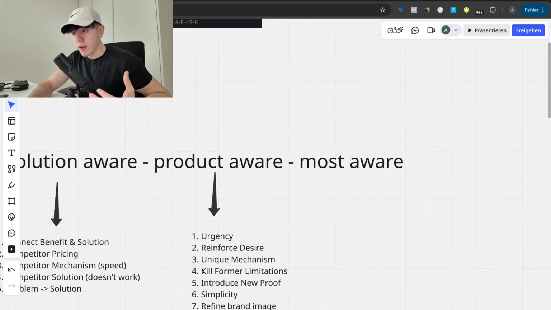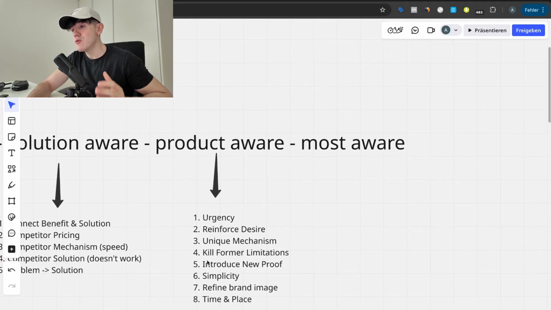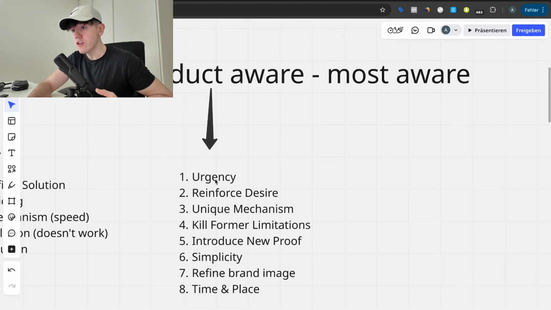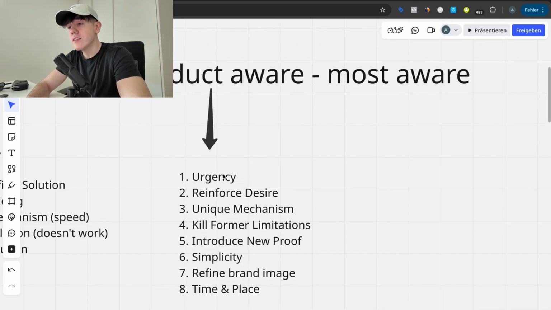So now once someone's product aware or most aware, there's a couple of really cool, important things that people just skip, that people don't have in their ads, and that is the exact reason why most of your ads fail. First one is urgency, right? If I look at any ads right now, I can guarantee you basically that even if I looked at your ads, there's not enough urgency inside of your ads.